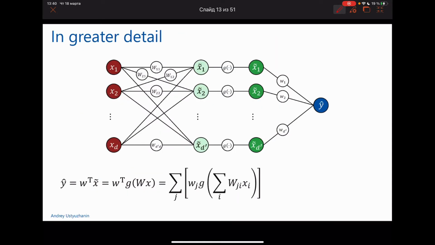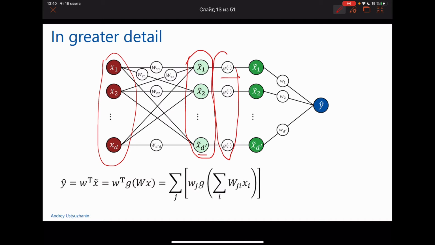So if we consider it with more details, we can say that we introduce those intermediate features of dimension d prime, and every element of this space is computed as a matrix of weights multiplied by input vector, and then we compute this nonlinear function on top of these elements, and we get vector of meaningful features that we can multiply with more weights, and we get the prediction.